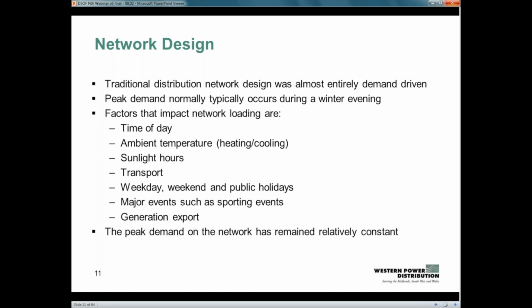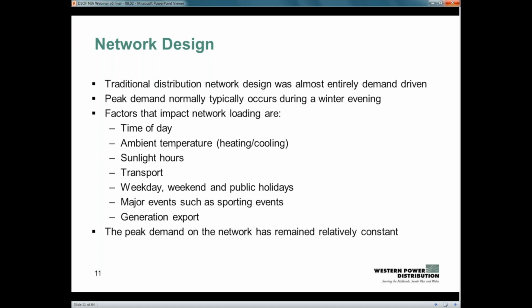Some of the factors that impact the network loading are obviously time of day. Ambient temperature plays an important factor because of the heating and cooling aspects, sunlight hours because of lighting, and days of the week. We also see major sporting events, and with more and more generation connecting, this is really starting to change the loading on the network. And we're not just having to look at demand edge cases to design the distribution network, but also generation days.